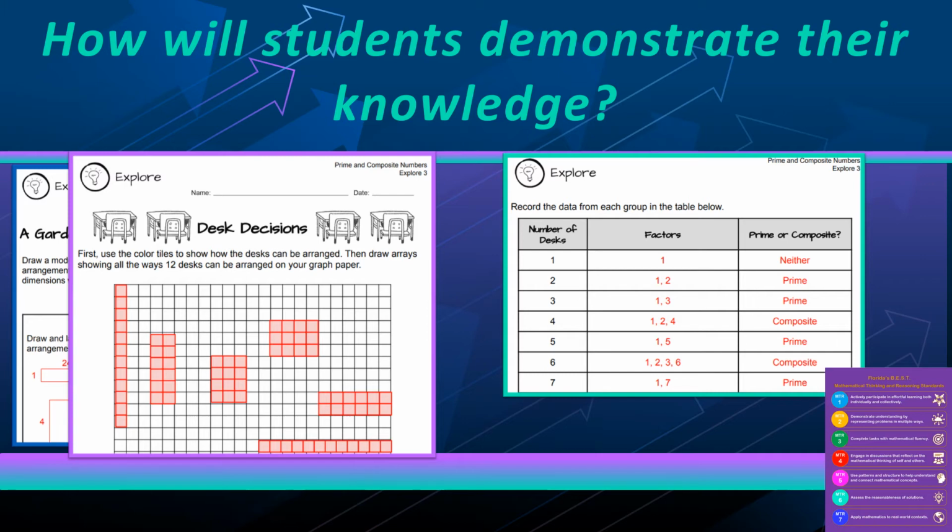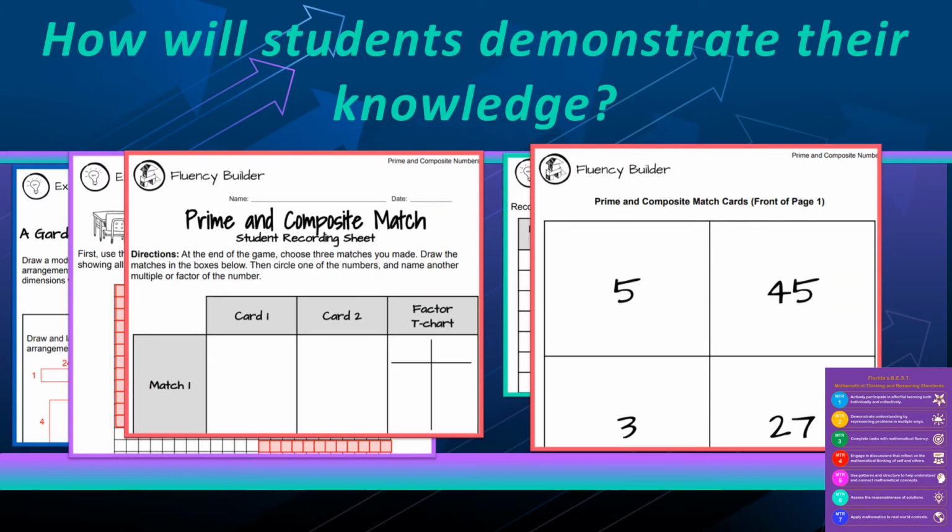Students can play this game from STEMscopes to demonstrate their knowledge, and it's called Prime and Composite Match. In this game, students are given a set of cards and asked to make matches of composite numbers with possible factors. So for example, the number 5 could be matched with the number 45 because 5 is a factor of the number 45. At the end of the game, students are expected to find more factor pairs of their given number. The MTRs throughout this unit are going to be 1, 2, 5, and 7.